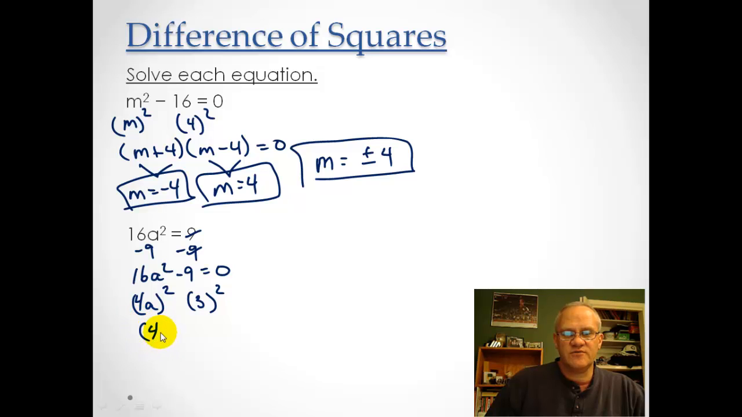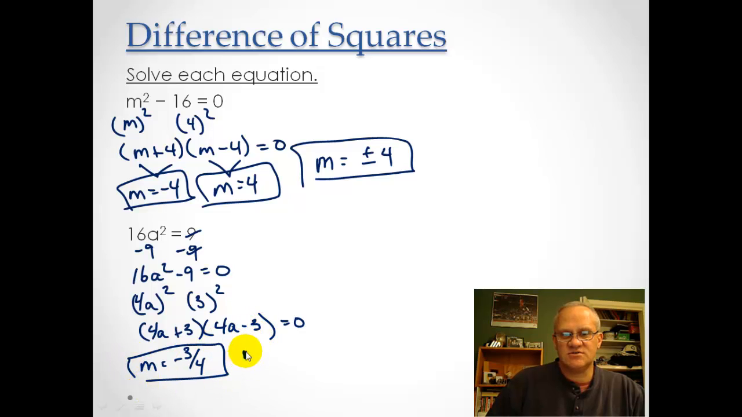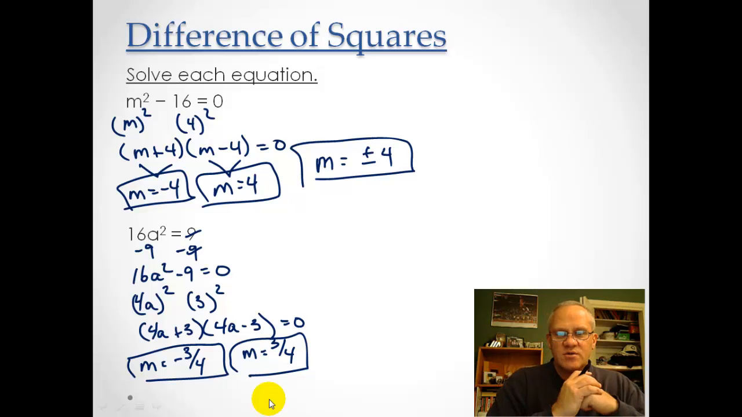So what's our pattern here? 4a plus 3, 4a minus 3. Hey, remember back in the last video, the little shortcut with these kind here? Remember, it's the number by itself, change that sign, and divide by the other number. So this is a plus 3, so it's going to be a negative 3 over 4. And this one is a minus 3, so it's going to be a positive 3 over 4. So there's our solution there, negative 3/4 and positive 3/4. All right, that's the difference of squares.